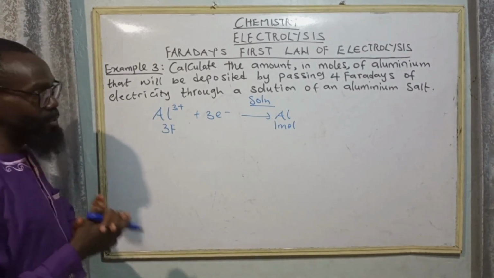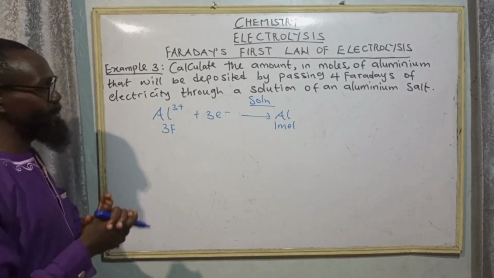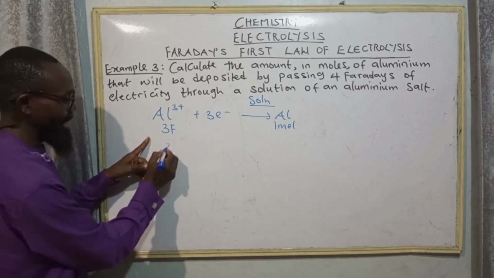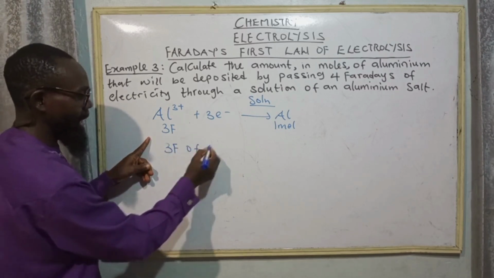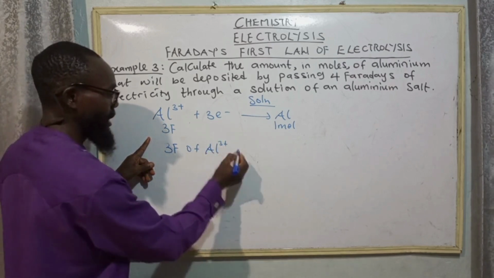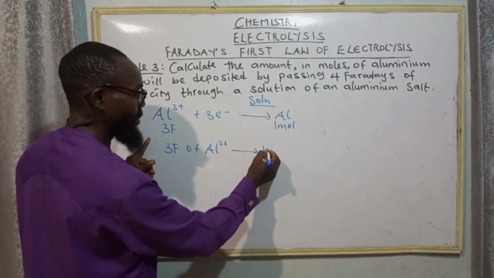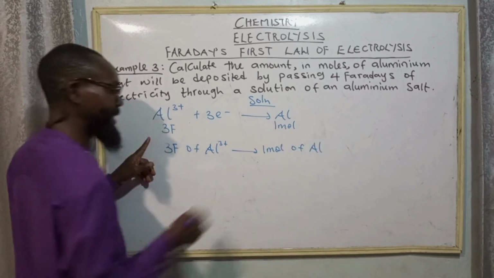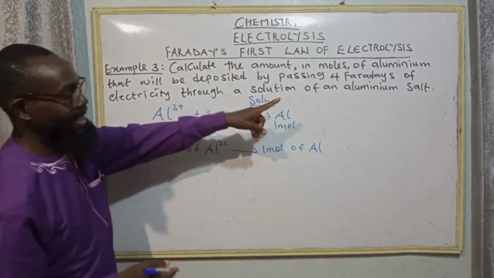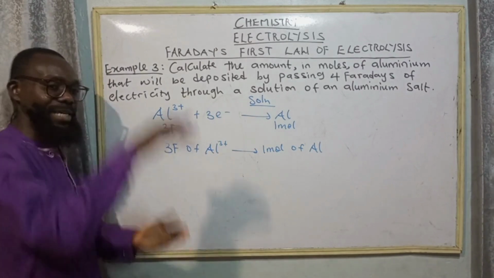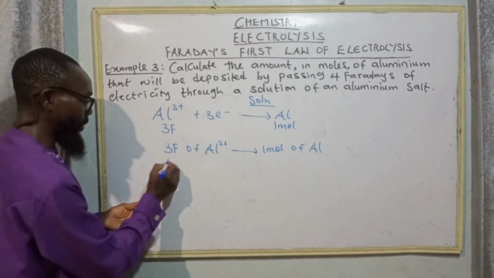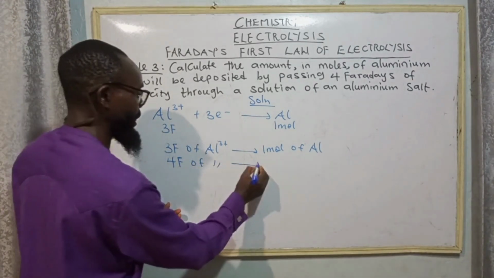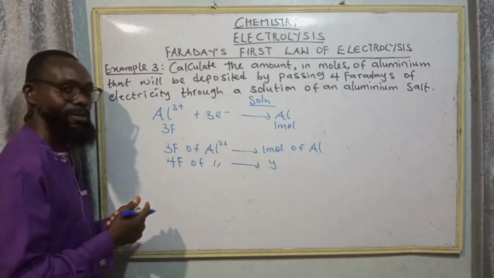Now, from this relation, we can get our answer. Calculate the amount in moles of aluminium that will be deposited by 4 Faradays of electricity. If 3 Faradays of aluminium ion deposit 1 mole of aluminium metal, then 4 Faradays of electricity, Faradays must be under Faradays, 4 Faradays of this aluminium ion will now deposit how much? Let's call it an unknown y.